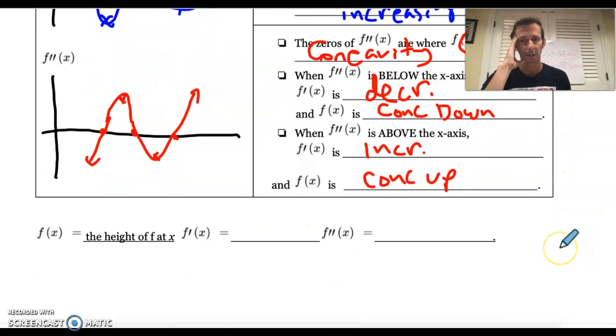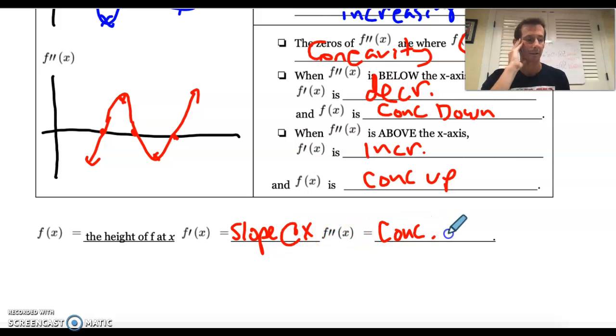So down here, what to think about in terms of the output of f of x is the height of f at x. The output of the derivative is the slope at x. And the second derivative tells you the concavity at x. And the concavity being, if the second derivative is positive, it's concave up, negative, it's concave down.